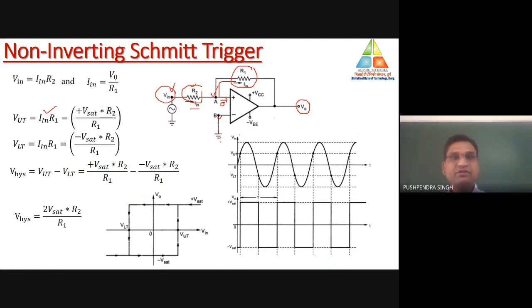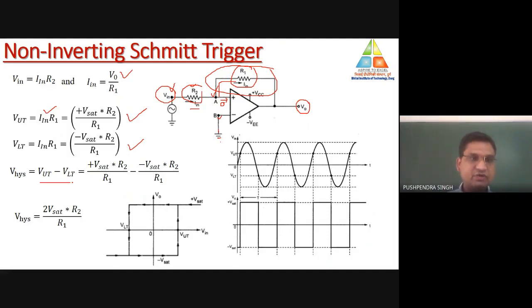So from there, In is equal to Vin divided by R2, or from this particular path it can also be written as Va minus V0 divided by R1, as Va is equal to 0. So minus V0 divided by R1. So In is equal to minus V0 divided by R1. Substituting that, VUT will be plus Vsat into R2 divided by R1, and VLT will be minus Vsat into R2 divided by R1. That depends on whether the output is at the positive saturation level or at the negative saturation level.